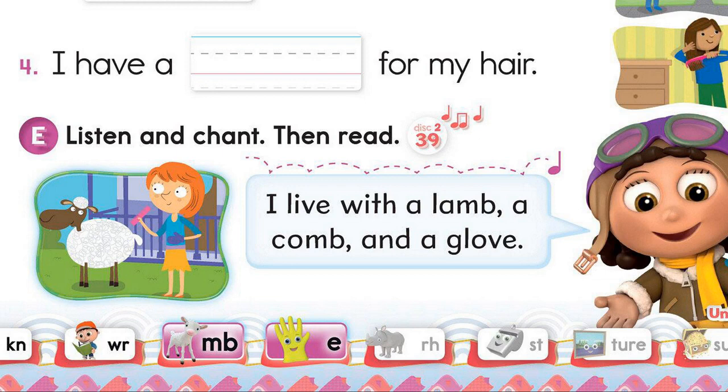Then read. Live, lamb, comb, glove. Live, lamb. Comb, glove. Live, lamb. Comb, glove.